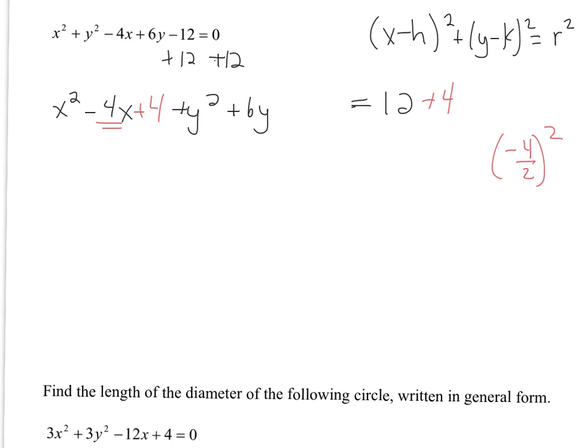This is a technique we used back in Module 5 when we were doing quadratic equations, called completing the square. And then I'll do the same thing for y. I'll look at the 6. 6 cut in half is 3, squared. So 6 divided by 2 is 3. 3 squared is 9. So I'll add 9 to both sides.